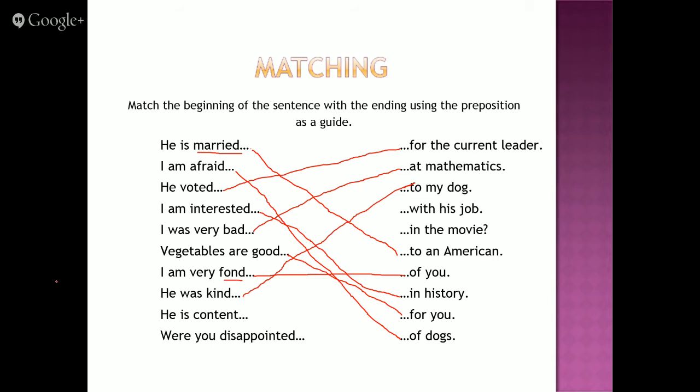Okay. Now, Alejandro, can you choose one of these words? He is content with his job. So content with his job. Content. So content, does everybody know what that means? A lot of times it's a new word for many people. Content with is equal to happy with. So if you're content with something, you are happy with something.